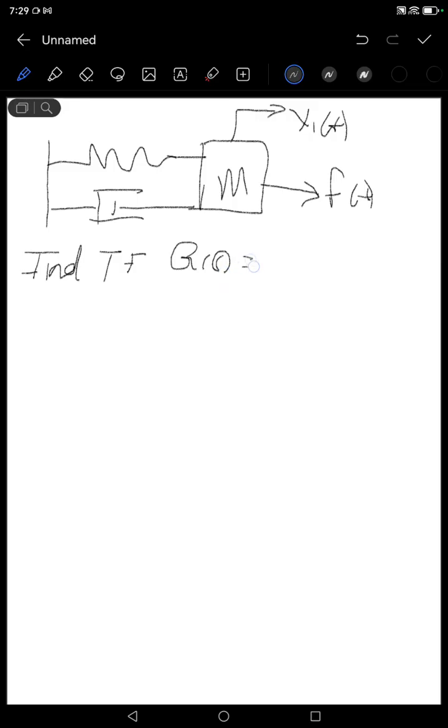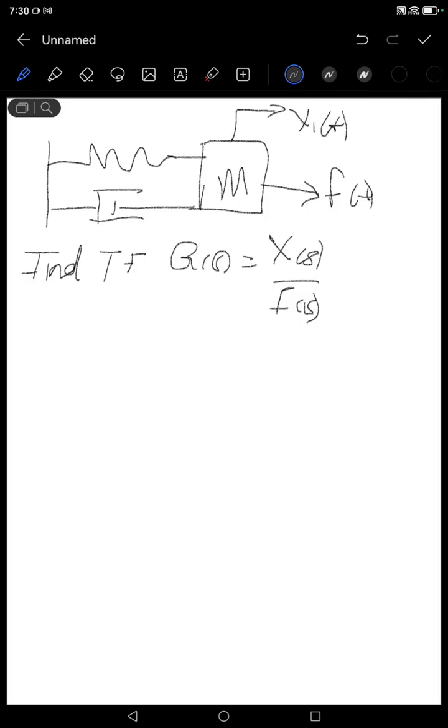Transfer function of X(s) over F(s). They'll give you a diagram like this, and then they'll say, find the transfer function of X over F for the translational mechanical system like this. What you do first here is start by drawing a free body diagram.